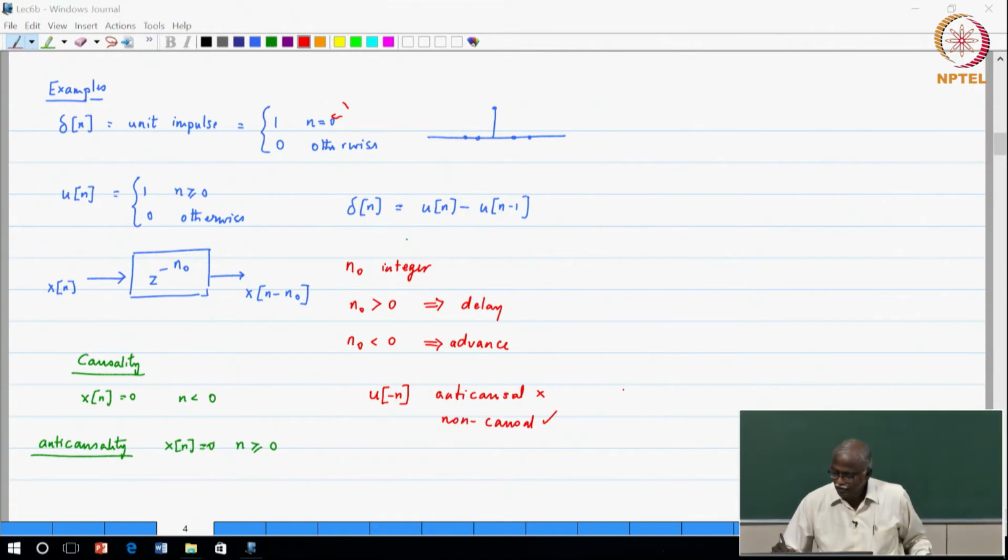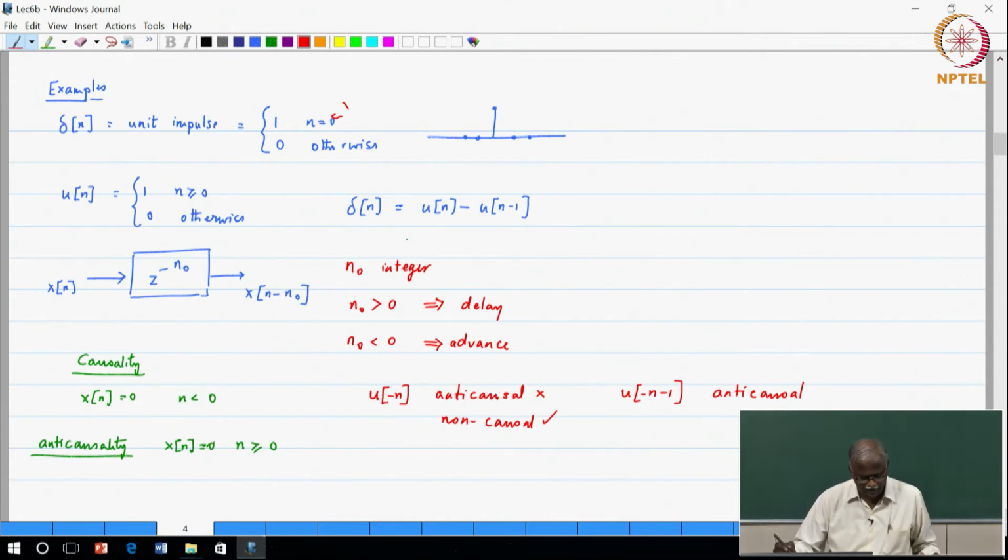Okay. And what about u of minus n minus 1? That would be anti-causal because you shift u of n by 1 unit of time and then time reverse it, then you will get an anti-causal sequence. Okay. So, strictly this is the definition, and it is good that we are comfortable with this result. And again, how to get u of minus n minus 1, I am sure you are familiar with.